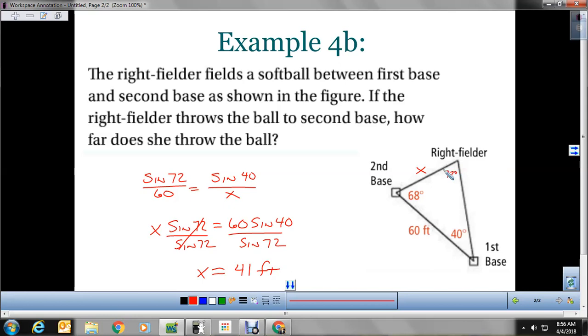As we set up our proportion, we need to make sure we use the angle across from this side length, which is going to be the 40. We don't do anything with the 68, so it's going to be sine of 72 over 60. That's our completed ratio, and then we have sine of 40 over x. Cross multiply: x times sine 72 equals 60 times sine 40. Divide by sine of 72 gives us approximately 41 feet. Okay, now let's go to the next one.